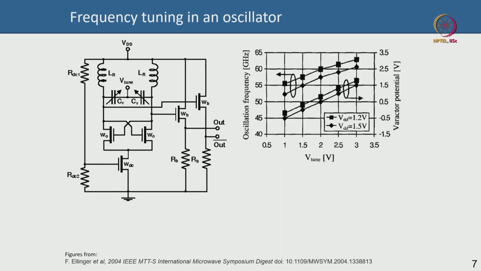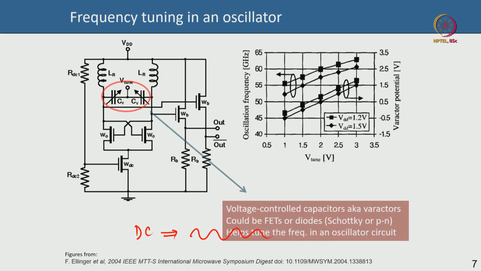Now, this is an oscillator circuit. Again, we do not have to understand the circuit per se, this is also from another paper. This is an oscillator, it takes a DC bias and converts it into an RF signal. But you need to tune it, because you need the ability to generate RF signals of different frequencies within a range. So, you can see that this is a complicated circuit. However, these two are essentially your varactors, voltage-controlled capacitors, which could be transistors, PN diodes or Schottky diodes. This will help you tune the frequency in this circuit, so that you can change the frequency over a range.